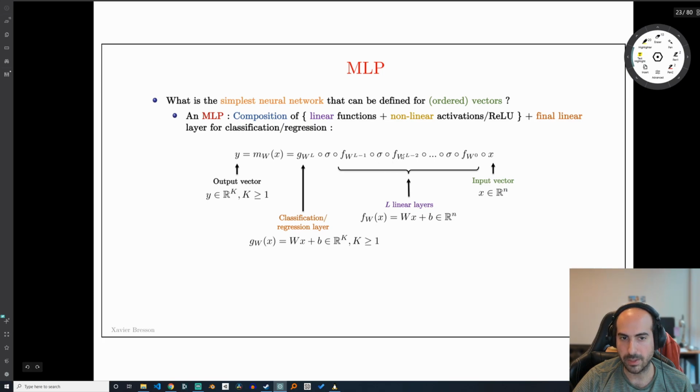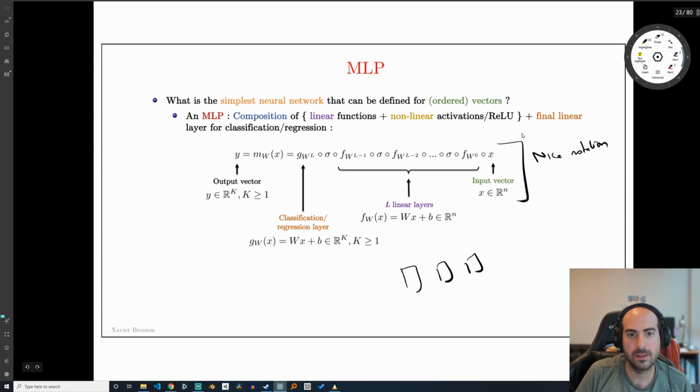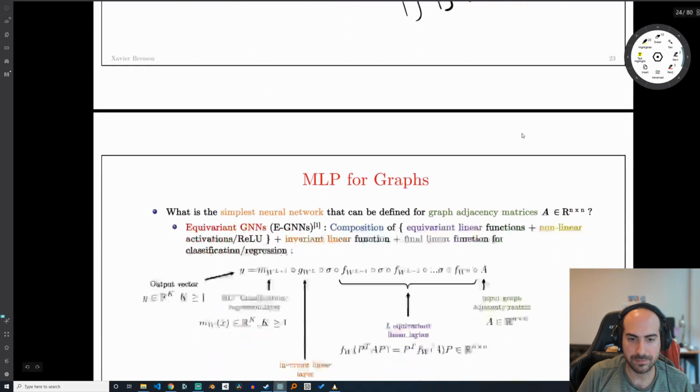Oh, linear layers. Oh, I see. I like this notation a lot actually, because I've been used to basically drawing it like this, and then ReLU. So it's all matrix multiplication. I think this is nice notation. I'll be borrowing this, I think.